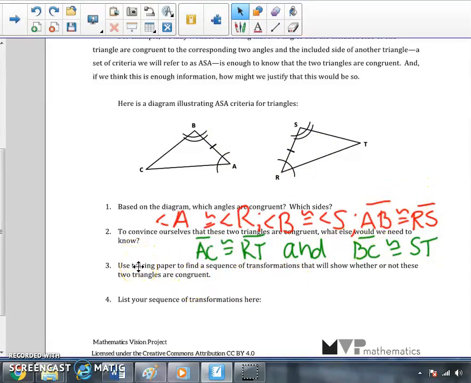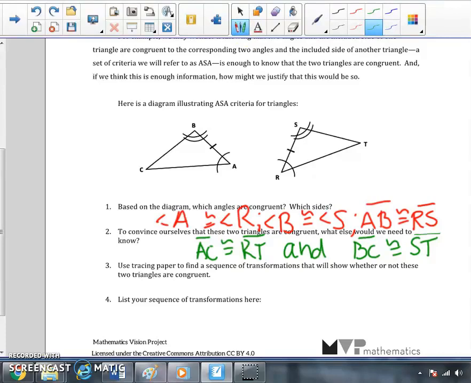To convince ourselves that these 2 triangles are congruent, we had to figure out what else we would need to know. As a class, we believed that we would need line segment AC to be congruent to line segment RT, and line segment BC to be congruent to line segment ST. And I'll just add that line segment bar.